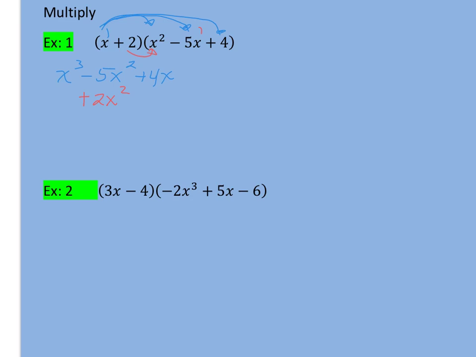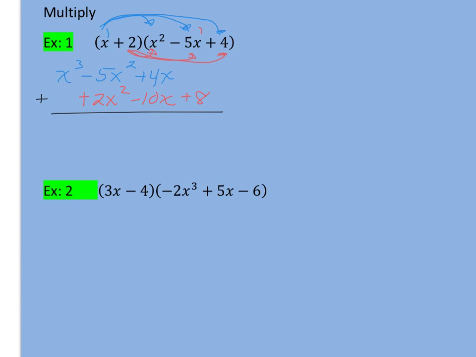It's much easier. Then we're going to take 2 times negative 5x. 2 times negative 5 is negative 10. And then the x you just tack on. It's a like term to the 4x, so line it up underneath. And then finally, 2 times 4 is a positive 8.